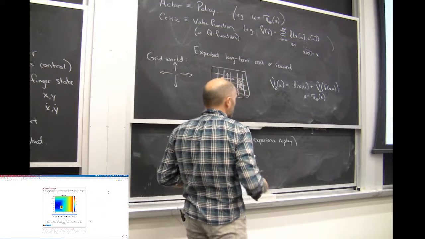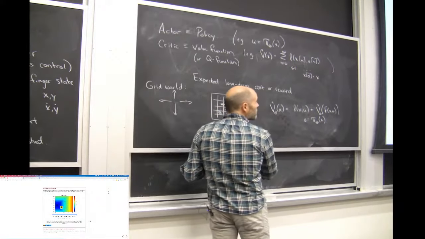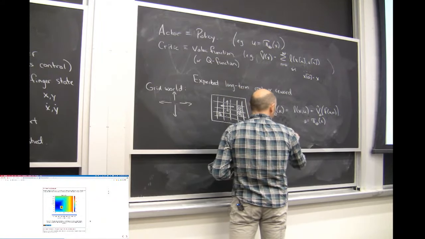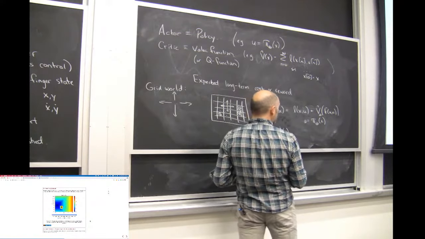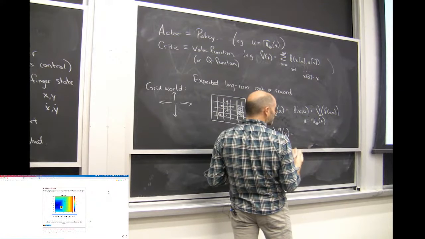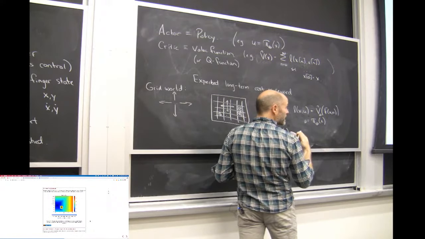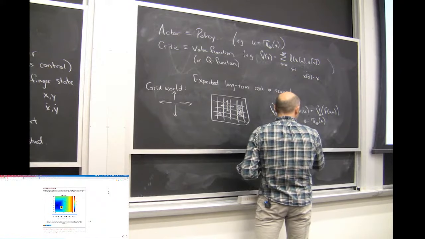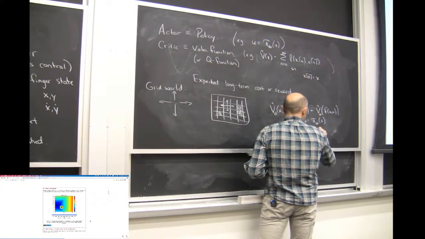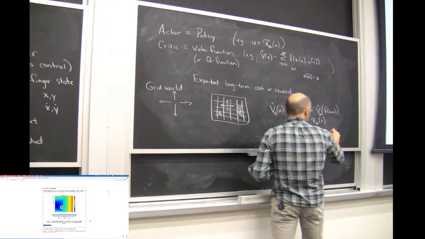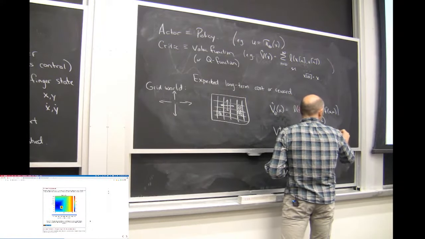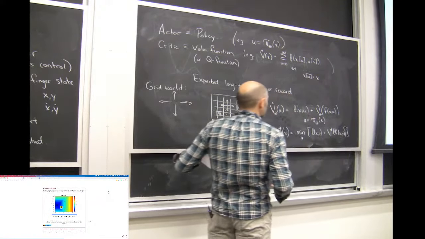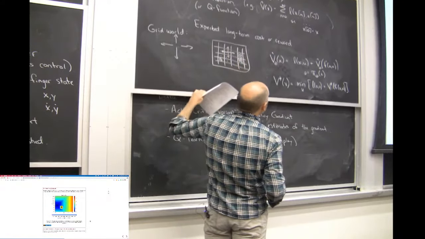I'll make one more point here. If I were to somehow find the optimal value function, and our notation is typically something like this, which is the cost to go I would get if I was following the optimal policy, that also has a beautiful recursive structure.